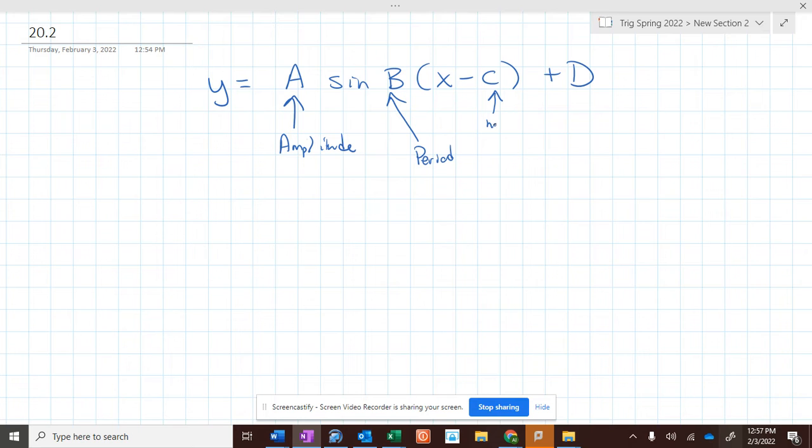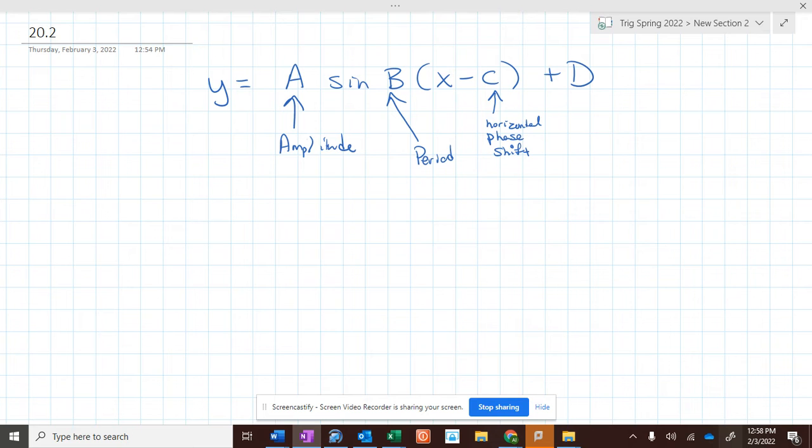C is the horizontal phase shift. And if it's minus C, we go to the right. If it's plus C, we go to the left. And I'll talk about that. It's opposite of the sign, just like in Algebra 2. Do you remember doing this in Algebra 2?